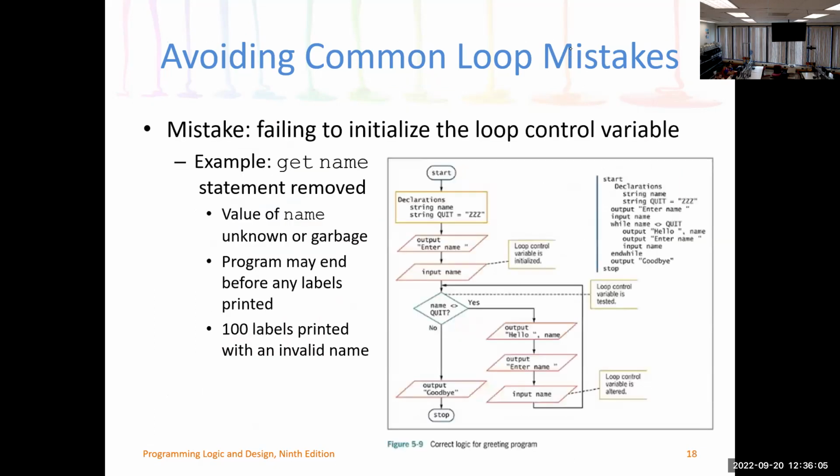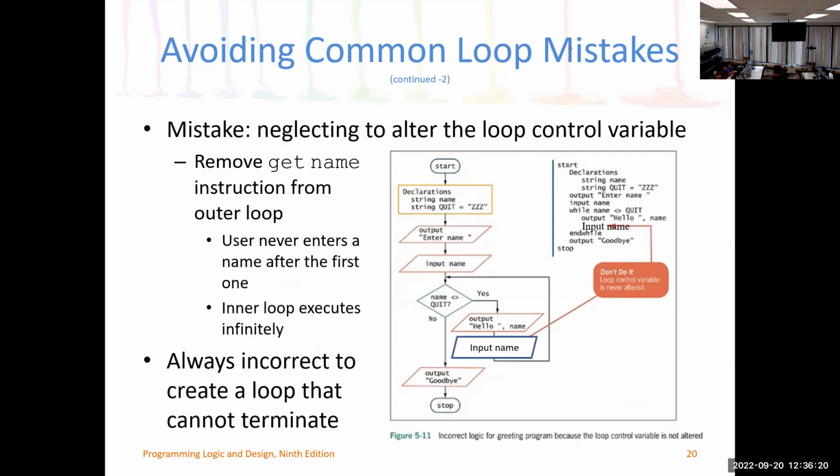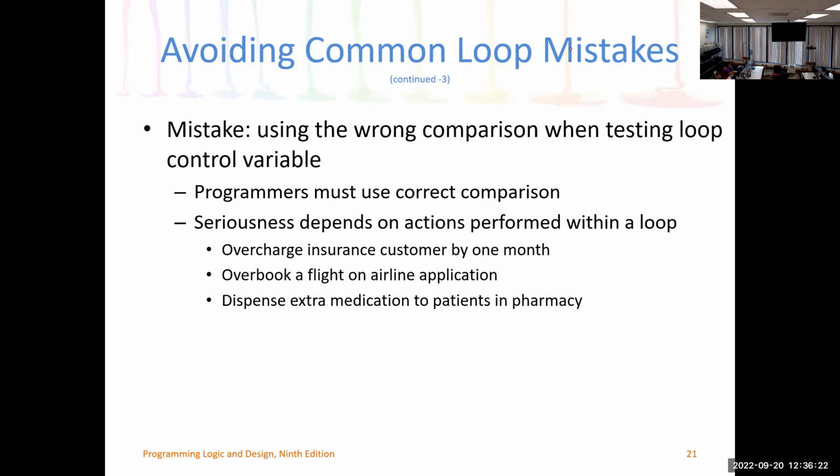Okay, so see, just remember the structure here. Initialize the control variable before the loop, check the condition, and have an action to change the control variable. Okay, now avoiding a common loop mistake: using the wrong comparison. Think about it if you go back to this example.